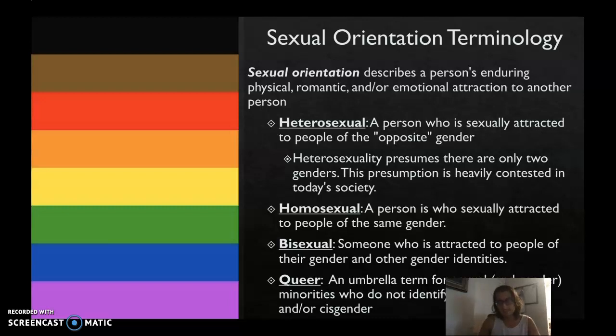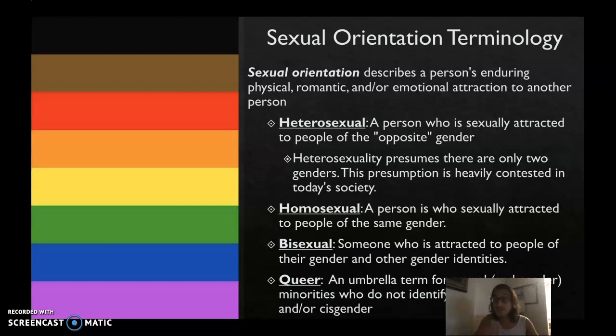However, that's very limiting, and we'll talk about that in a minute. But heterosexual or heterosexuality refers to a person who is sexually or romantically attracted to a person of the quote-unquote opposite gender. Now, of course, to say that a heterosexual is someone that is attracted to someone of the opposite gender means that heterosexuality presumes that there are only two genders, men and women. And this presumption is heavily contested in today's society, especially in the sociological research on sexuality.